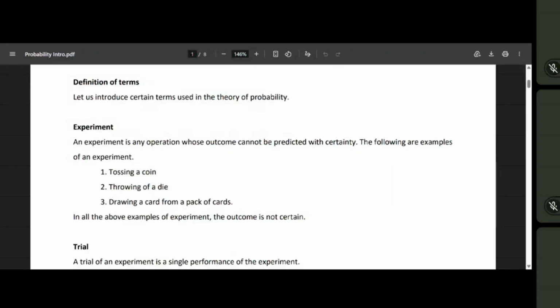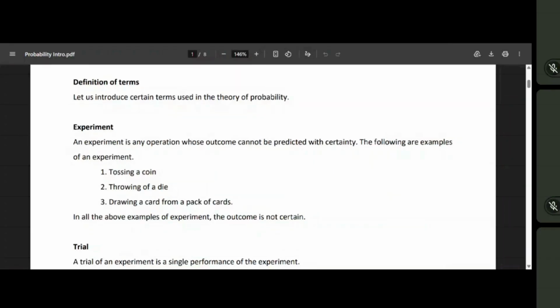So you cannot be certain with the outcomes. Now, drawing a card from a pack of cards, maybe the ladies will not know much about it, but of late some ladies have been playing cards too. And they say what a man can do, a woman can do, and even better. So they are also now trying to do everything.